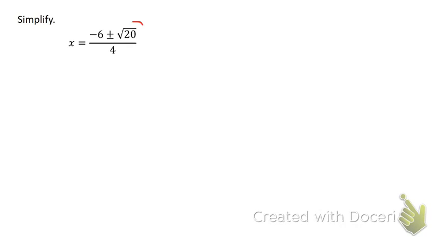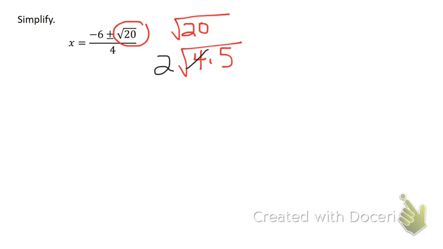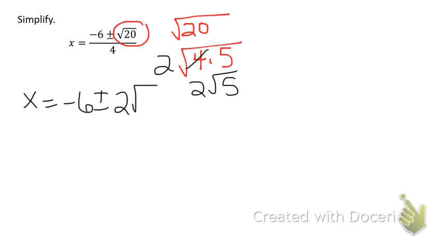Well, first of all, the square root of 20 can be broken down. The square root of 20 is the same as the square root of 4 times 5. Then the square root of 4 is 2, so it comes out of the radical. So that's 2 root 5. That's the first part. So now if I put that back in with the answer, I have negative 6 plus or minus 2 root 5 all over 4.